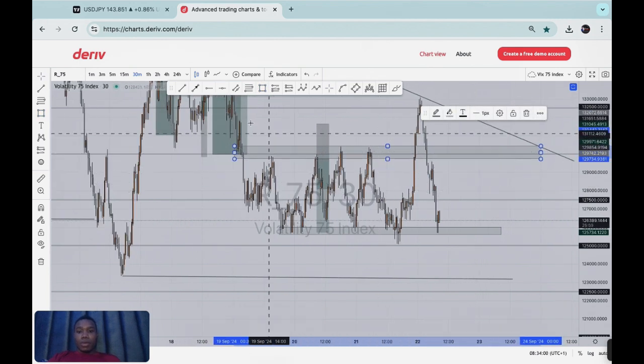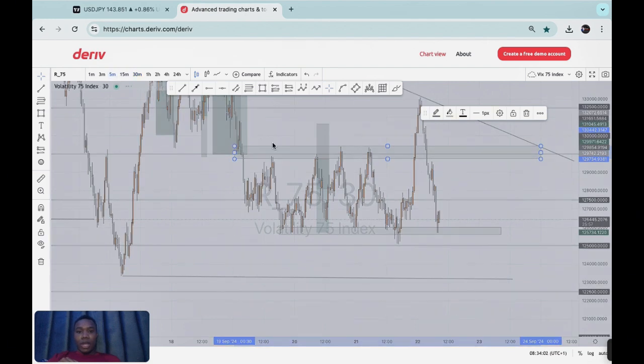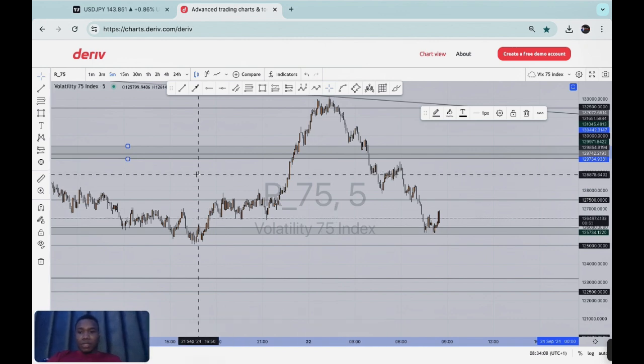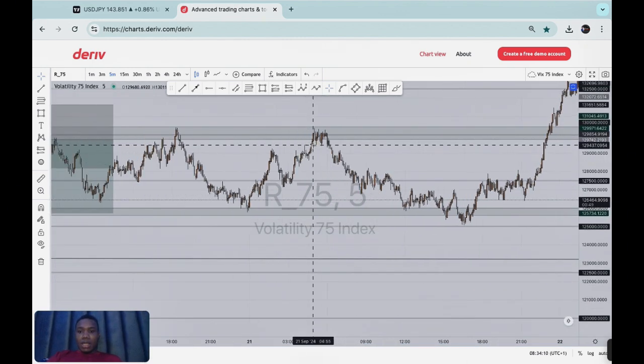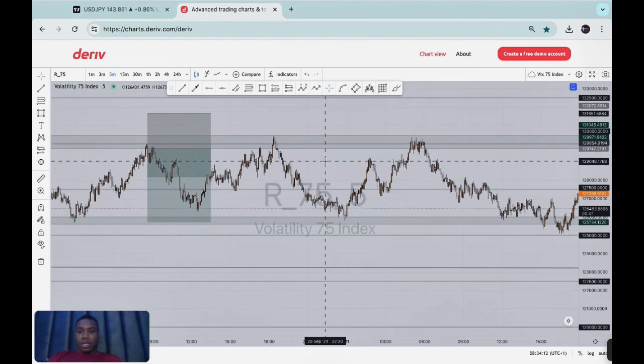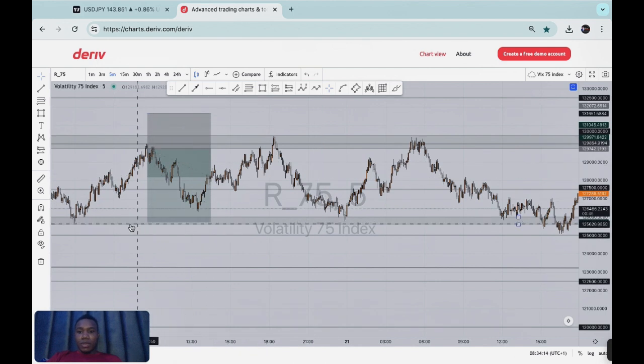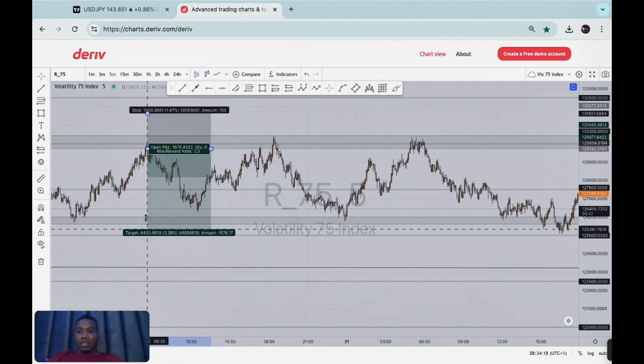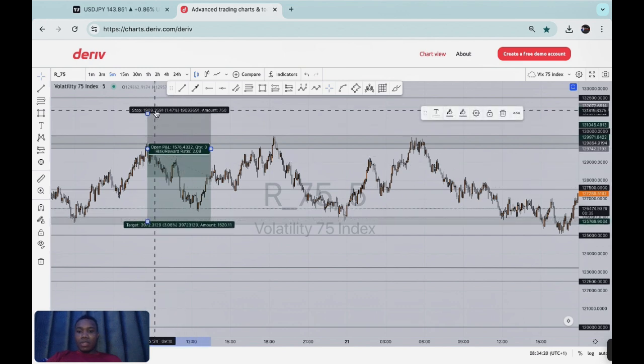So now look at what happened. Back to the 5 minutes. When I saw that, I noticed how the candles were reacting at that particular point. So I had to take advantage of that trade, and I entered for a sell, expecting price to come down to this point or even to this psychological level, but my TP was here, 1:2.